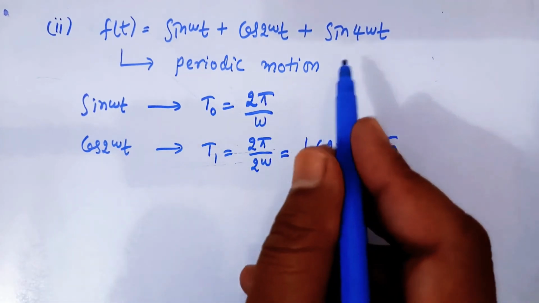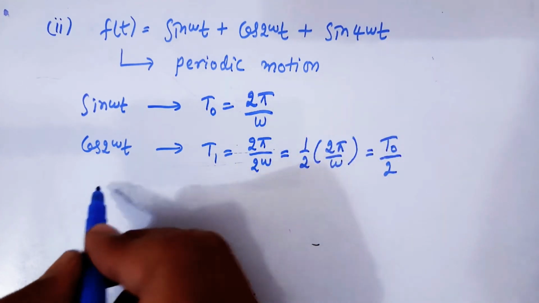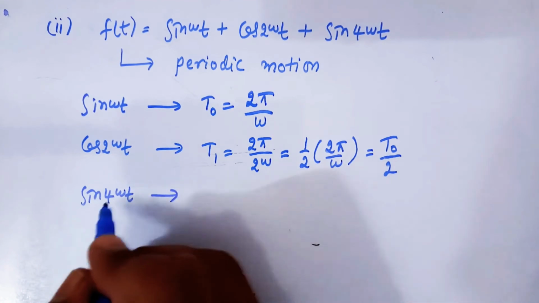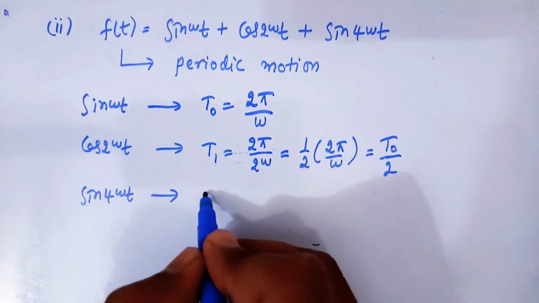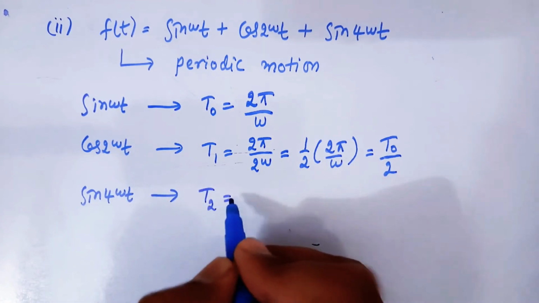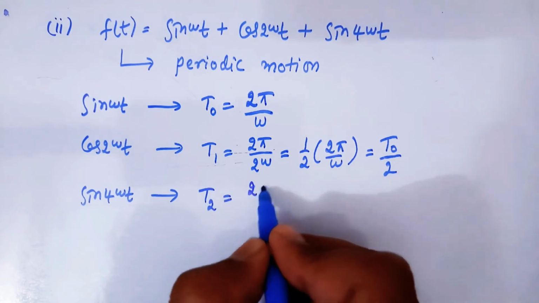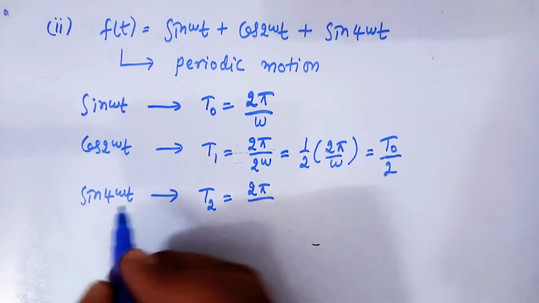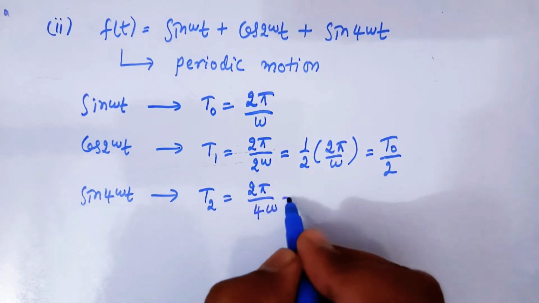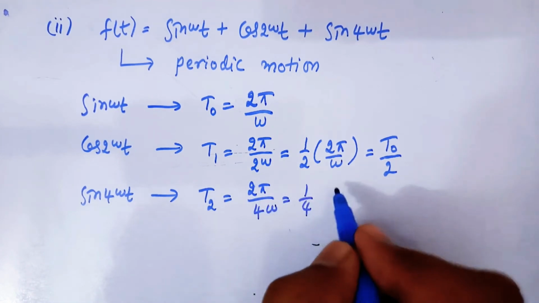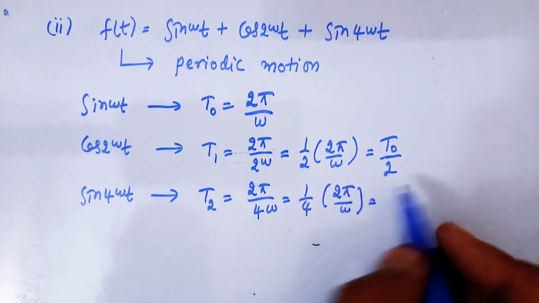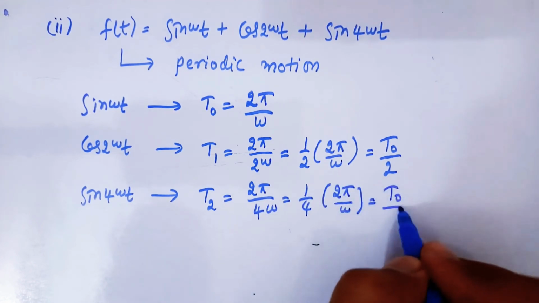So what is the time period for sin 4 omega t? The time period for sin 4 omega t, T3, is equal to 2 pi by angular frequency. The angular frequency is 4 omega. So that is 1 by 4 times 2 pi by omega, which is T naught by 4.